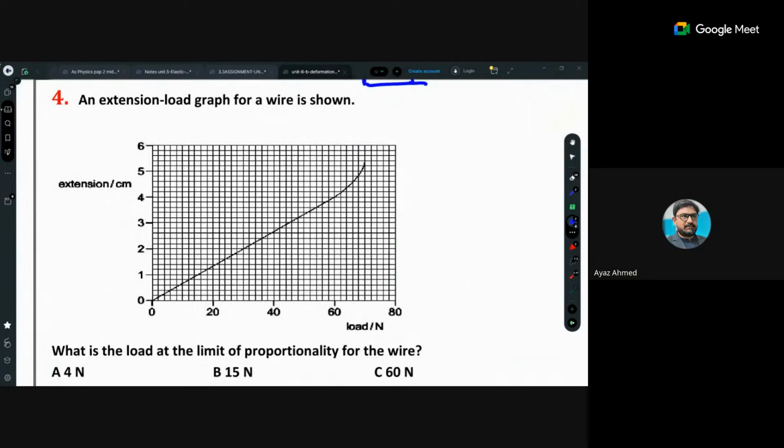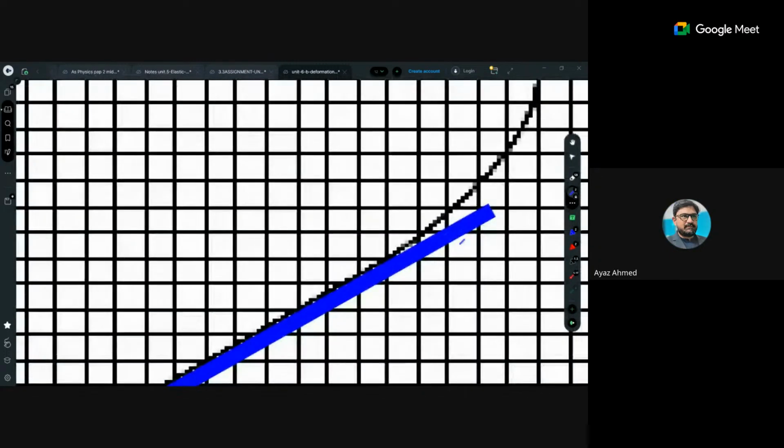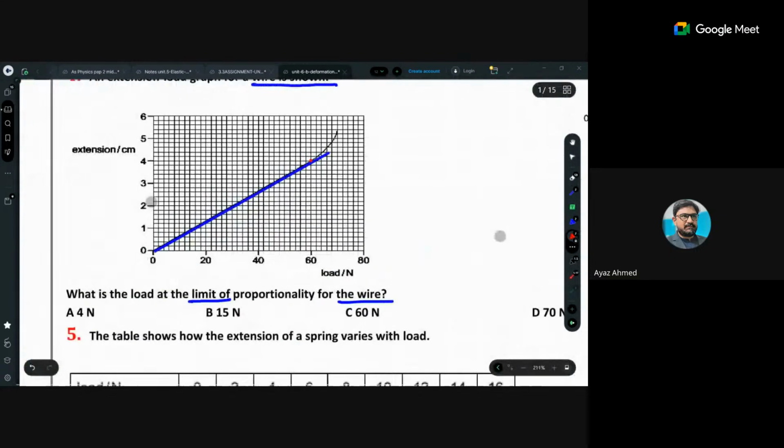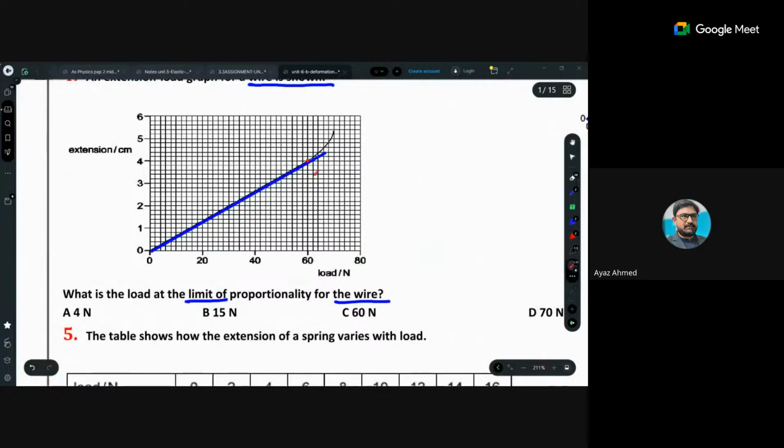an extension load graph for a wire is shown. It is an extension and load graph. What is the load at the limit of proportionality for the wire? So where is the limit of proportionality? First of all, I have to figure that limit of proportionality out. Here is the point where the graph, and yes, this is the point. So first I will figure out that point. This is my point where the graph is separating from the ruler. So at this point, this is the load. So at 60 newton load, actually, what I have is the limit of proportionality. Is this clear to all of you?